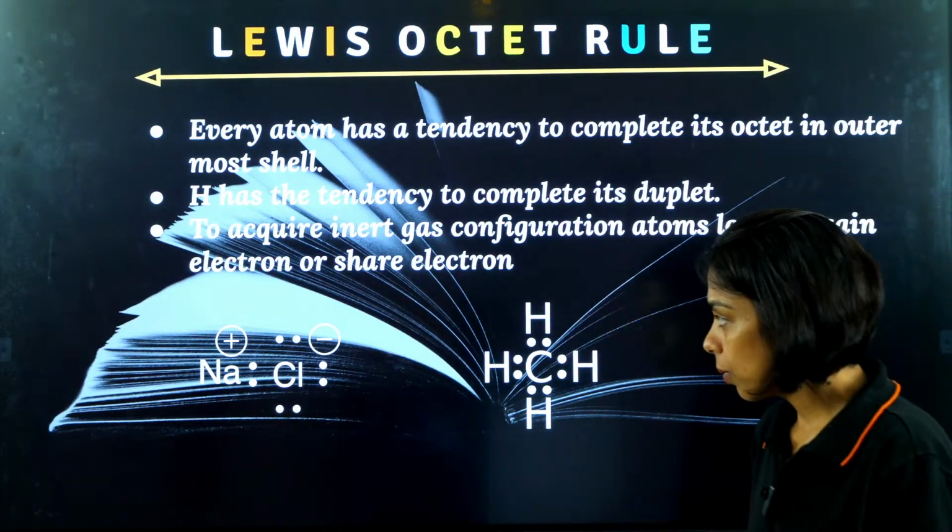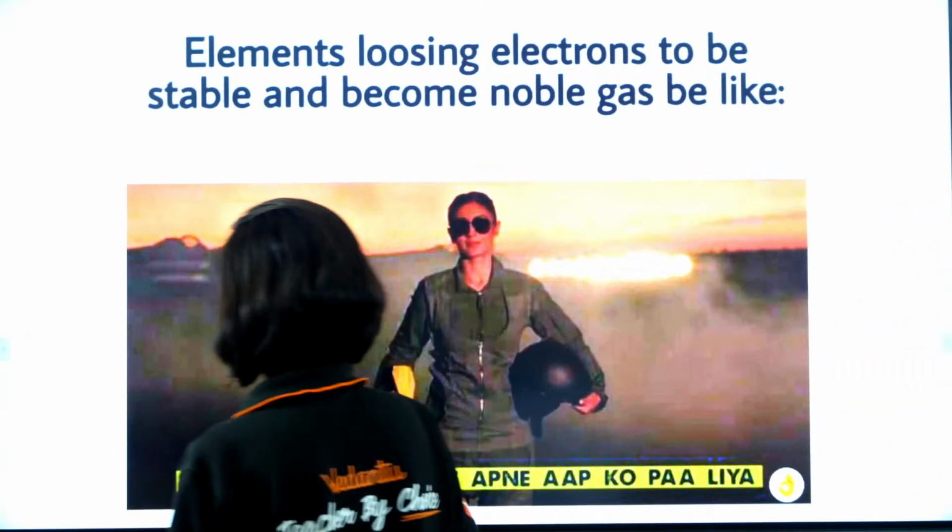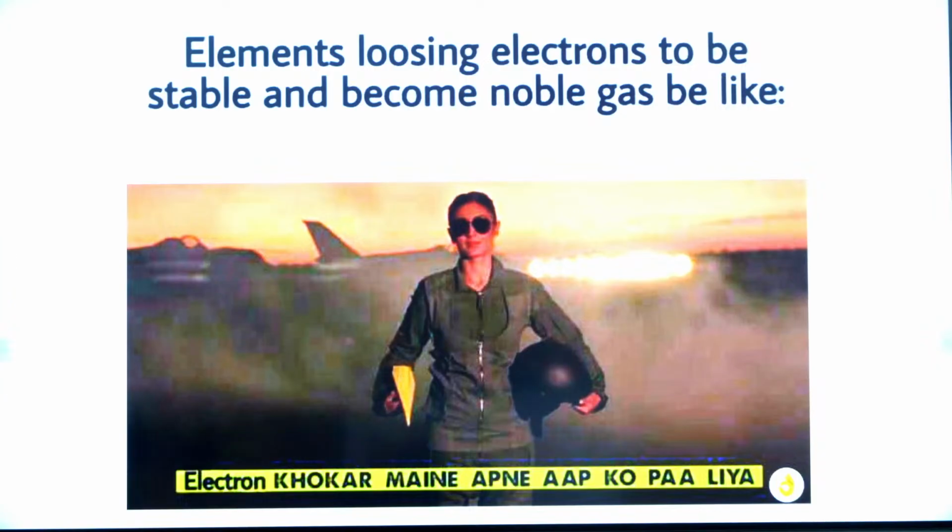So according to Lewis, every atom has a tendency to get its octet complete. That is why they are making a bond. They want to become stable by losing, by gaining, by sharing. They just want to have 8 electrons in their valence shell to become more stable, to become like a noble gas, right?